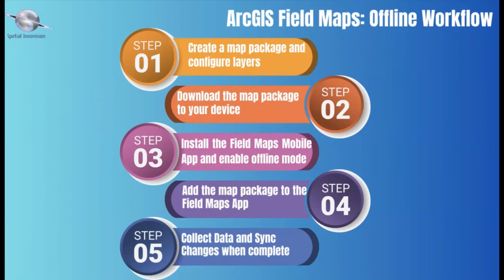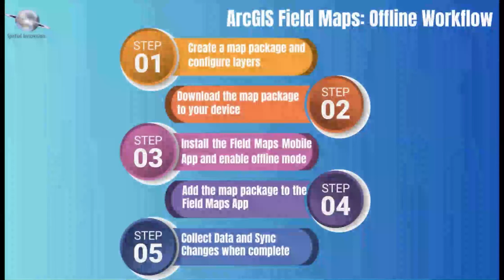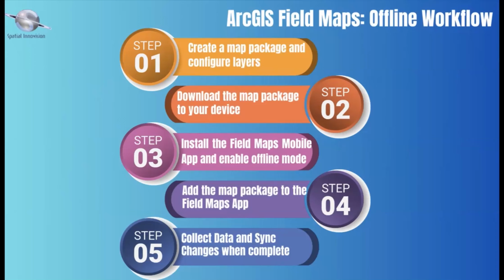The workflow for using offline maps in ArcGIS Field Maps consists of several key steps. First, create and configure the map in ArcGIS Online or Enterprise, ensuring that it includes all necessary layers and features for field data collection. Next, package the map as an offline map in ArcGIS Pro, customizing the extent and the level of detail to meet fieldwork requirements.